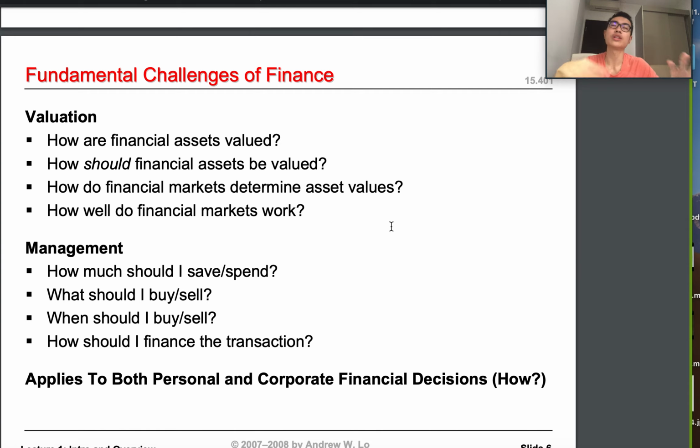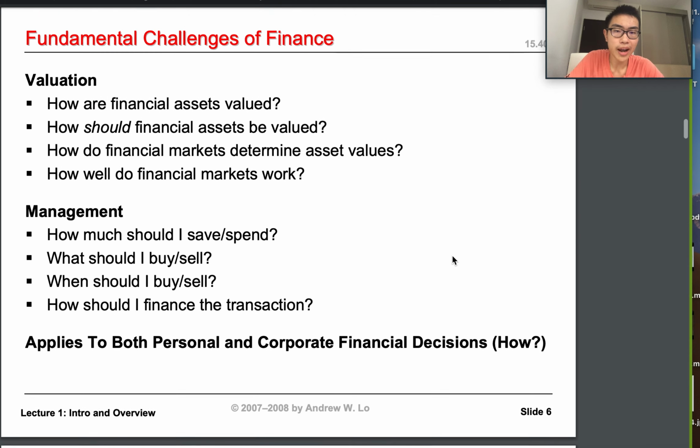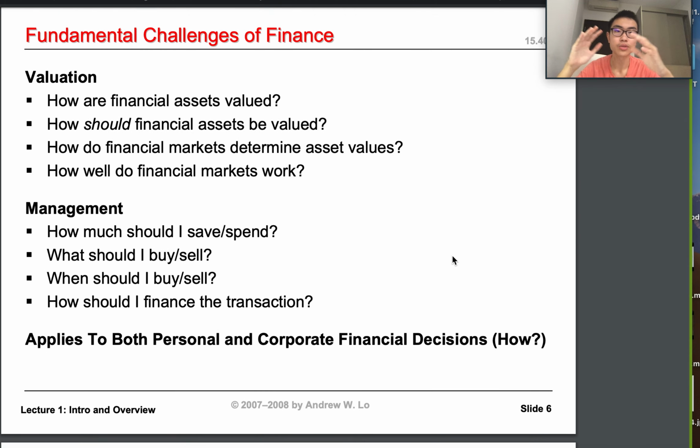Which I'll get to in the later lectures. What are futures and options, swaps? When should I buy? When should I sell? And how should I finance this transaction? This is a good question for people working in an investment banking division. And this applies to both personal and corporate financial decisions. For corporations, they may be doing mergers and acquisitions. When should I buy? When should I sell? They do an IPO. They are working as dealers in the financial market.